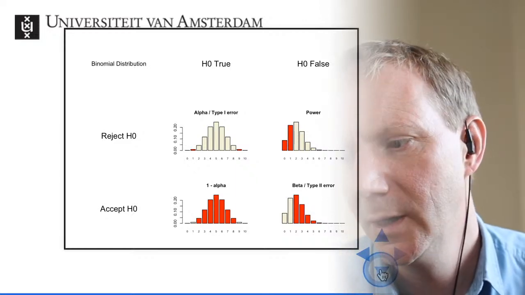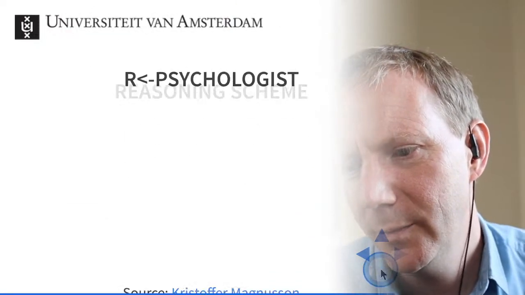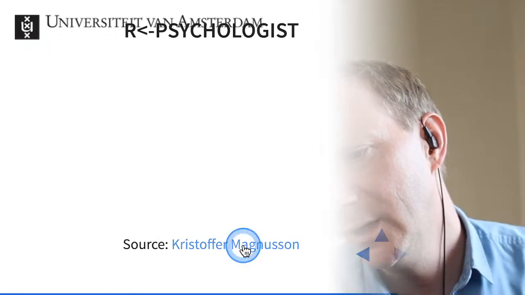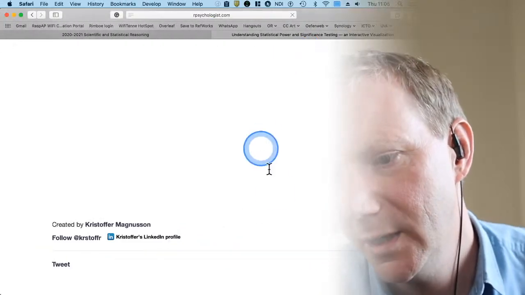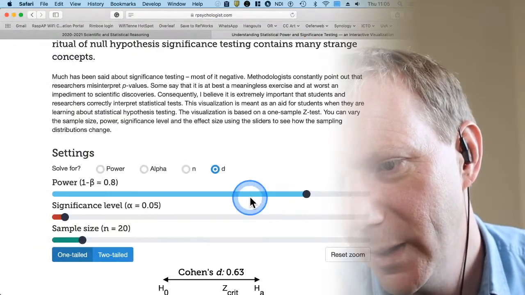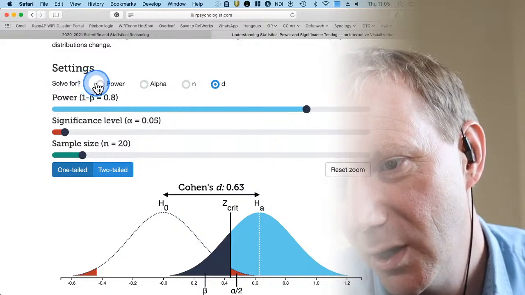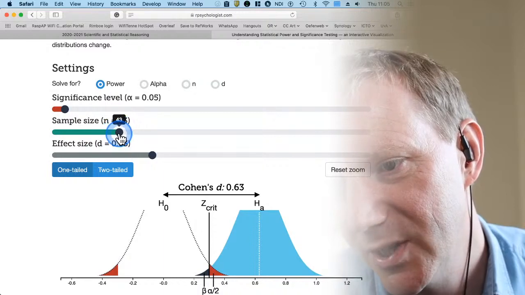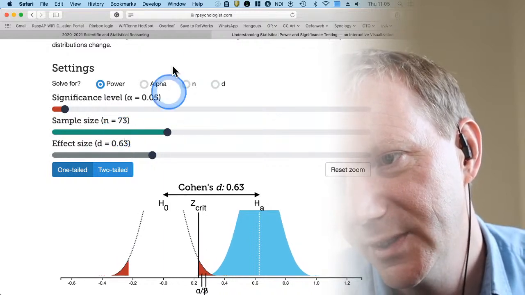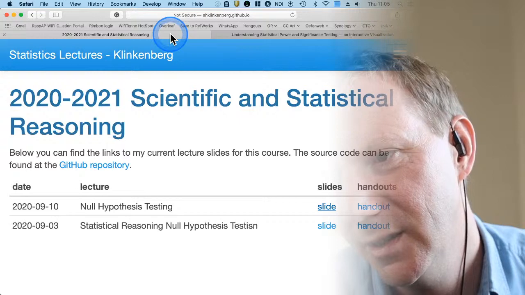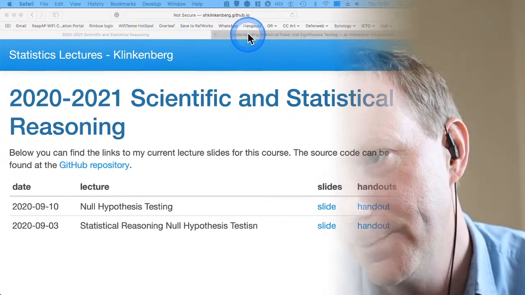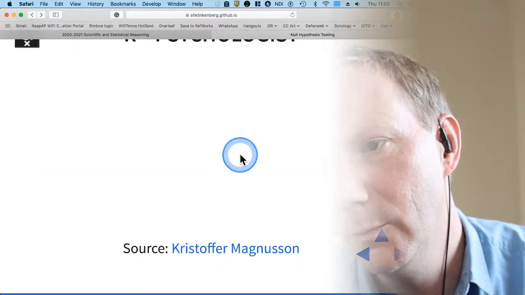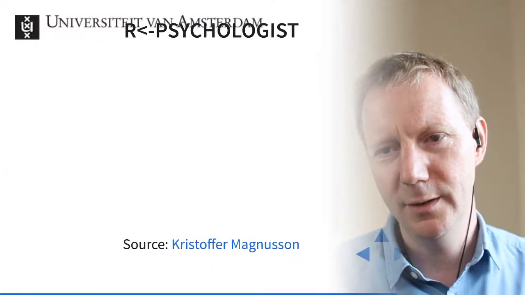Oh, okay. Yeah. So go play with this. I had the reasoning scheme and the ARP psychologist website also. Just try to look at this for yourself, because here you can play with some parameters. If you want to solve for power, you could see what the effect would be of increasing the sample size when your alpha level stays the same. So these are just some handy tools that you could use to get a bit more insight on this.